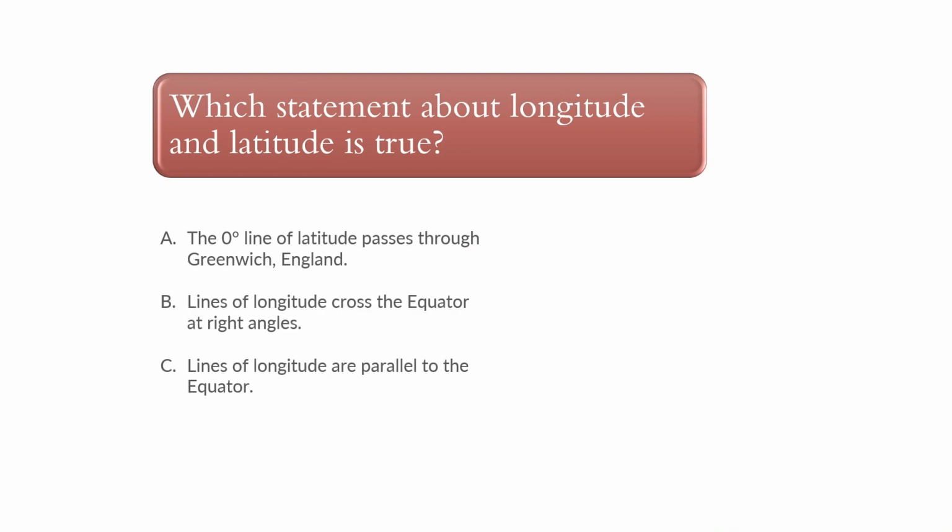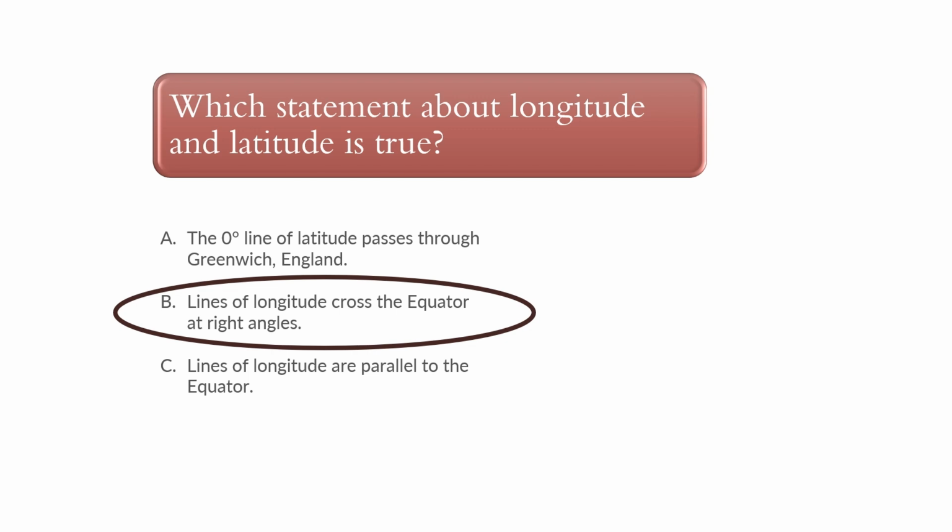We can eliminate the first option since we know the 0-degree line which passes through Greenwich, England is the prime meridian and thus a line of longitude, not a line of latitude. Answer C is not correct because lines of longitude run perpendicular to the equator, not parallel. Recall from earlier that lines of latitude run parallel to the equator. Since lines of longitude run perpendicular to the equator, they cross the equator at right angles. The correct answer is B.